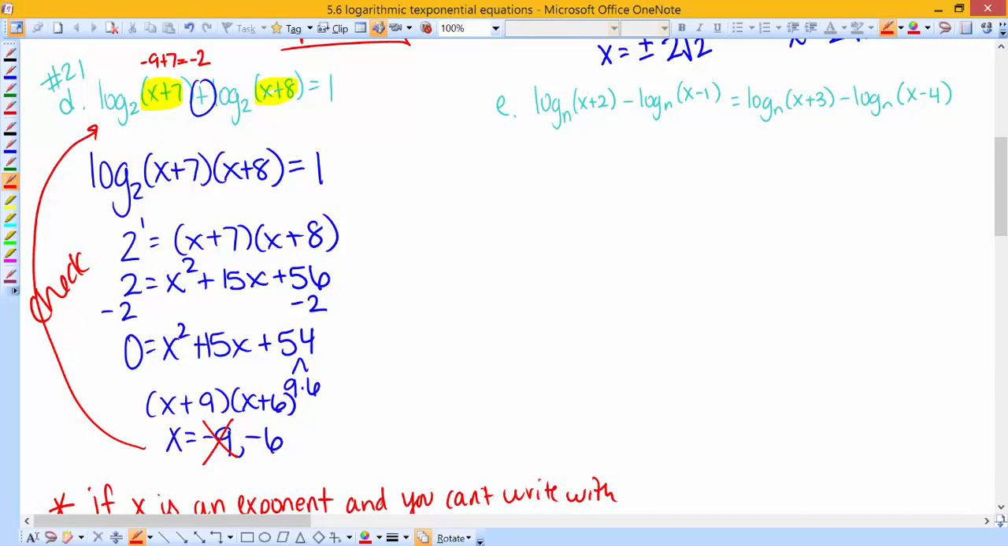Now let's check negative 6. Negative 6 plus 7 is 1. That's good. Positive, and it's not 0. Negative 6 plus 8 is 2. Again, good. It's positive, and it's not 0. So my only solution that works is negative 6.